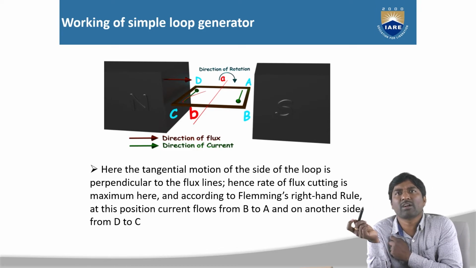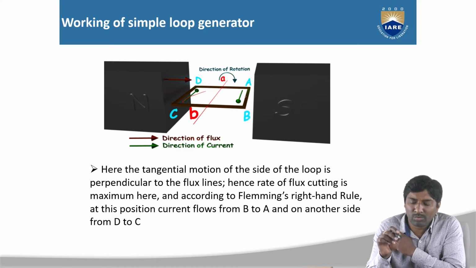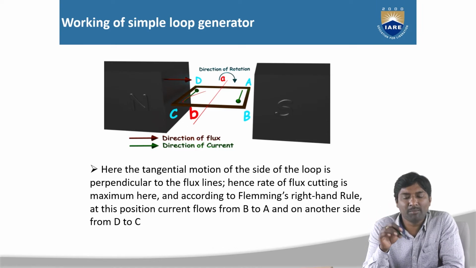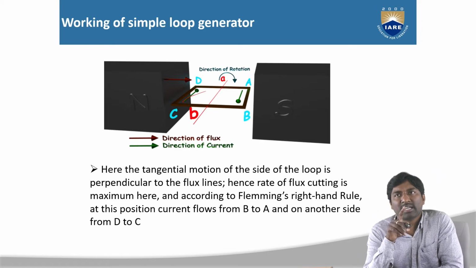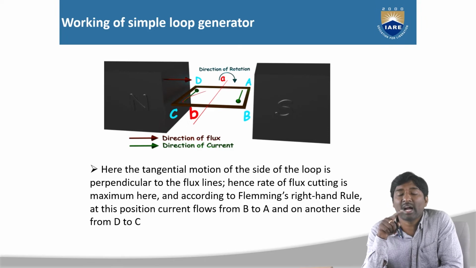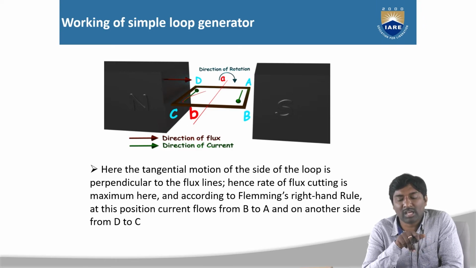According to Fleming's right hand rule, at this position current flows from where? B to A. Current flows from B to A, and on the other side from D to C. In the first case, it was A to B and C to D. Here the current direction is reversed: B to A and D to C. So again, according to Fleming's right hand rule, the current flows from B to A and on the other side from D to C.